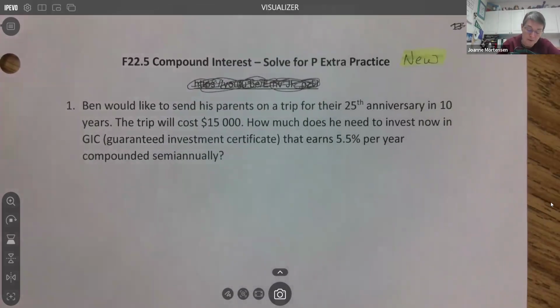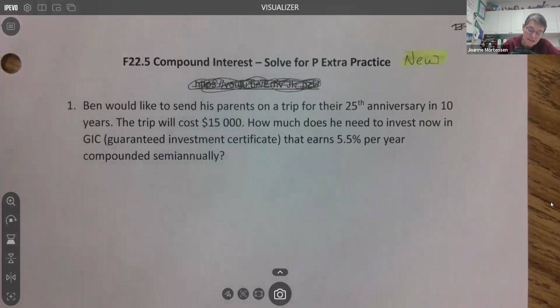Got stuff to do. Ben would like to send his parents on a trip for the 25th anniversary in 10 years. The trip costs $15,000. How much does he need to invest now in a GIC, guaranteed investment certificate, perhaps within his TFSA, tax-free savings account, that earns 5.5% per year compounded semi-annually?